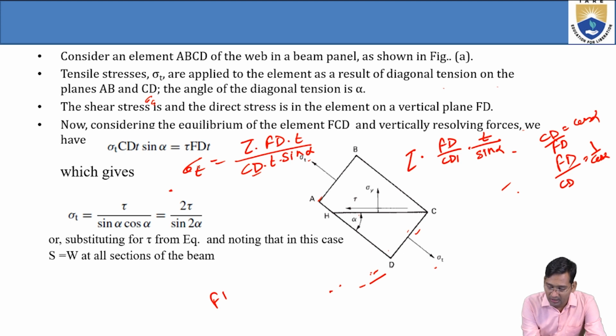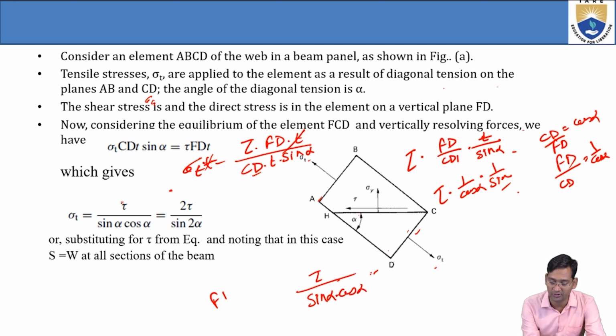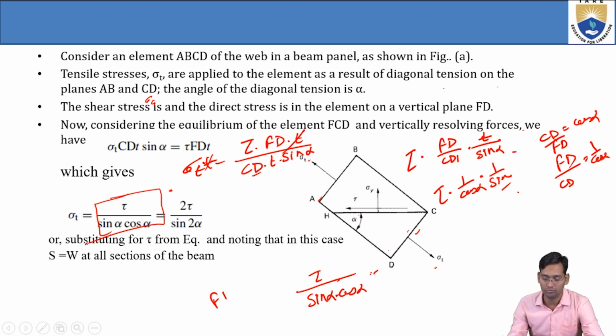And one more thing. Here this sigma T into T, so this T cancels. So tau into 1 by cos alpha into 1 by sine alpha. So this will give tau by sine alpha into cos alpha. So that is here: sigma T equals tau by sine alpha into cos alpha.